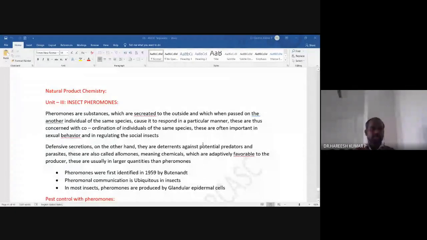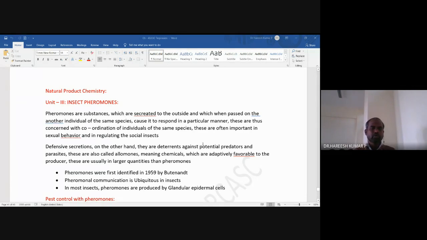Okay, this is another chapter, more particularly in the 402. So 402 means it's natural product chemistry. So under that, the unit 3, okay. Is it unit 3 or unit 4? So let us confirm later. But the chapter name is insect pheromones, and one more part is there, that is prostaglandin.